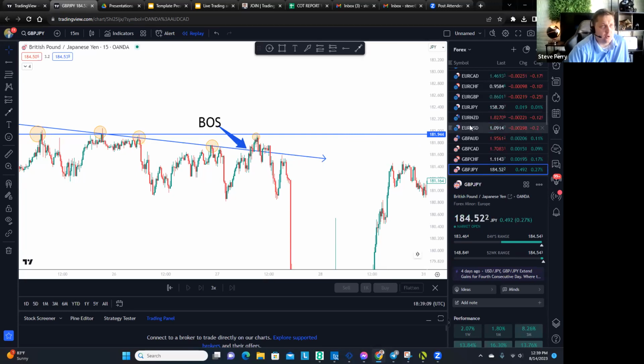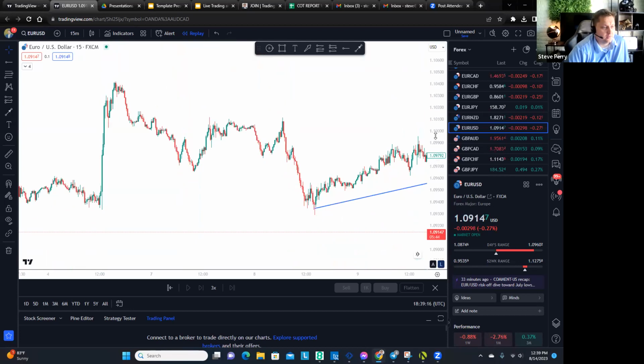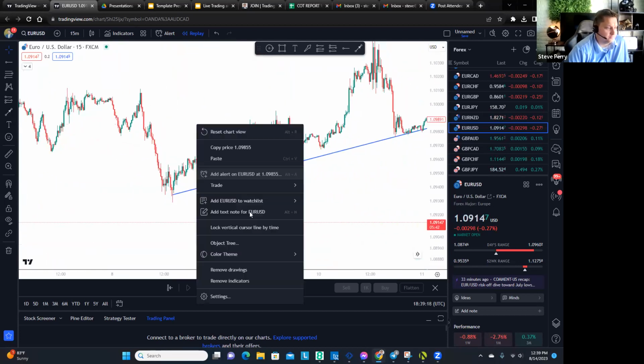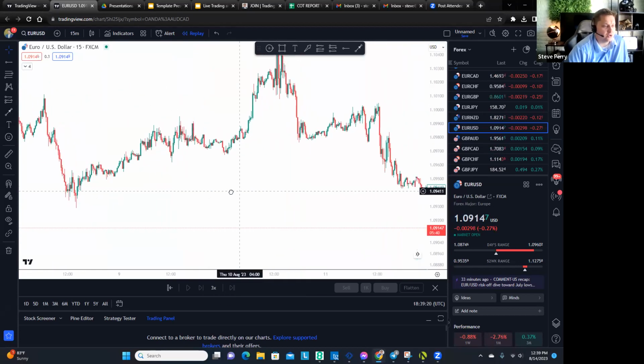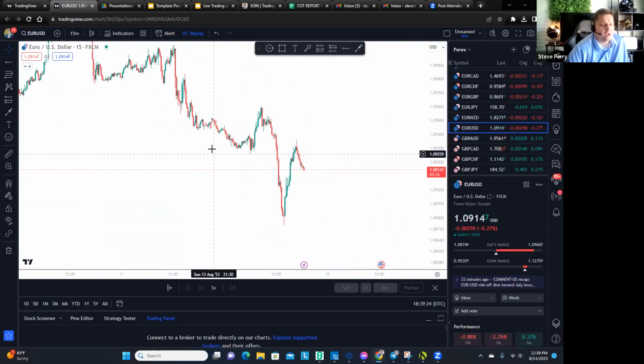I'll just go to the euro dollar if there's one. Yeah, okay, euro dollar. Let's do that. Now, we trade a lot of trend lines, don't we? Can you trade structure just based off of any break?